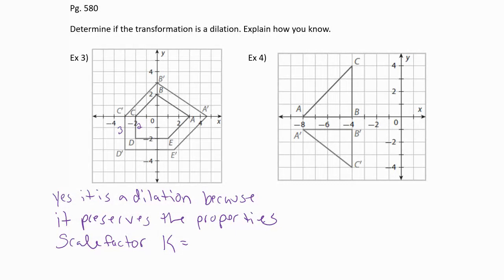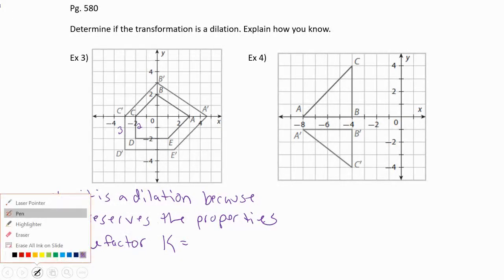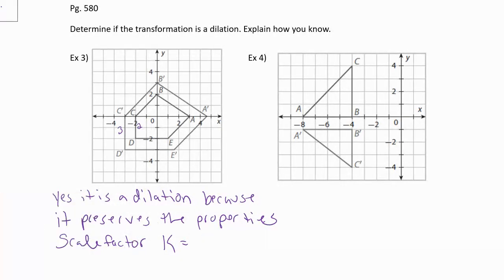And remember, you always do the image. All right, so we're always going to do our image. So the image was the C prime D prime, so it's going to be 3 over our pre-image, which is 2. So this has a scale factor of 3 over 2.